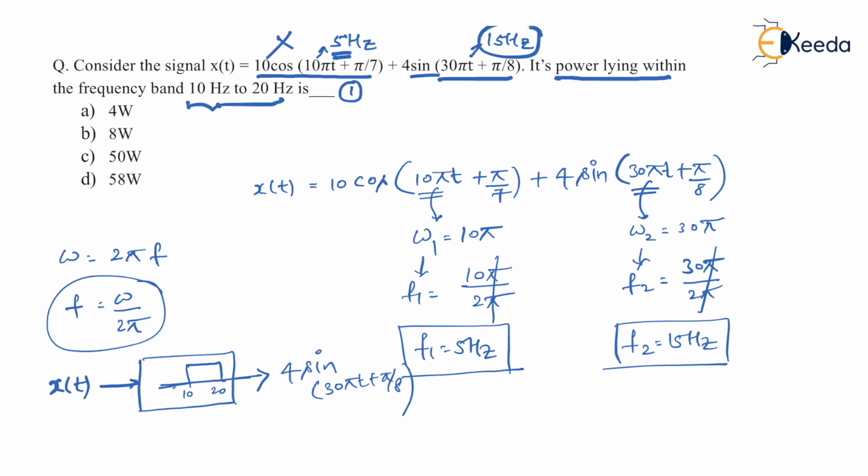Please listen to me very carefully. Your x of t is the addition of two components, a first component and a second component. The first component had a frequency of 5 hertz, the second component had a frequency of 15 hertz, but since it is passed through a band pass filter which allows only those components to the output which fit into its frequency band, it is going to pass only the second component as it is, and it will reject the first component. That's the reason why in the output I have not taken the first component, but have written the second component as it is. Now what do you need to get? The power for the output.